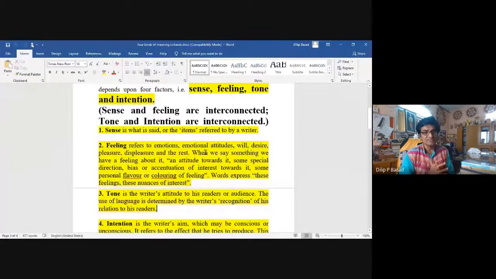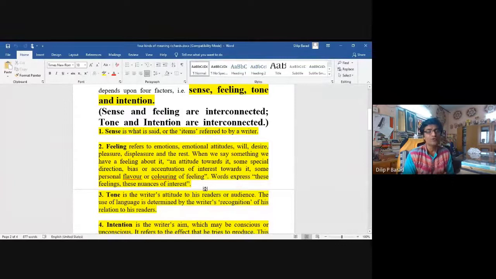Sense, what is it? Sense is what is said or the items referred to by a writer. Any metaphorical items, similes, whatever things are referred to by the writer, that is the sense. Feeling refers to emotions, emotional attitudes, will, desire, pleasure, displeasure, and the rest. When we say something, we have a feeling about it, an attitude towards it, or some special direction, bias or accentuation of interest towards it. Some personal flavor or coloring of feeling also. Words express these feelings, these nuances of interest.